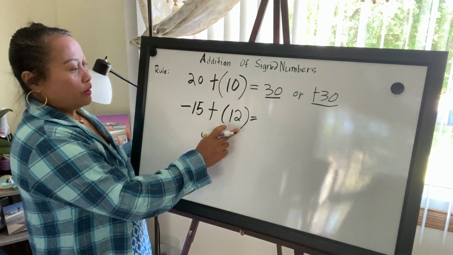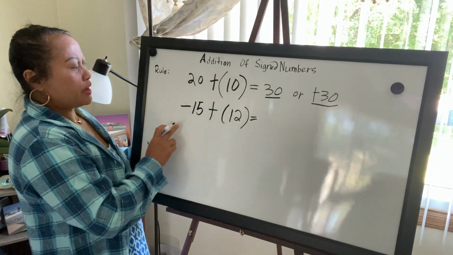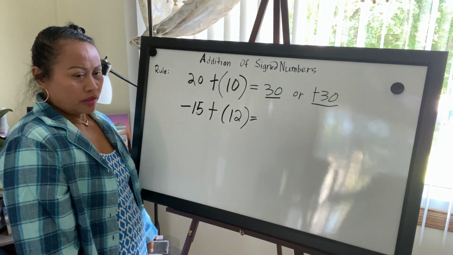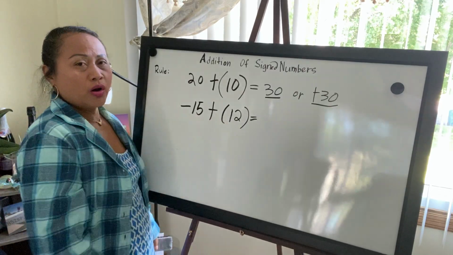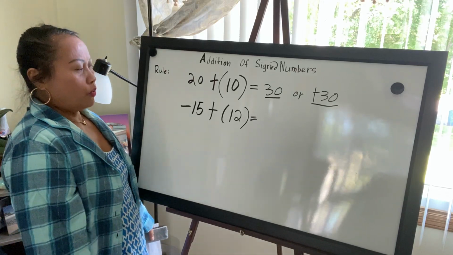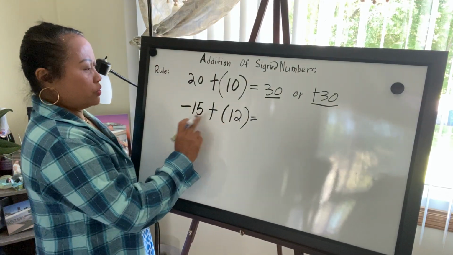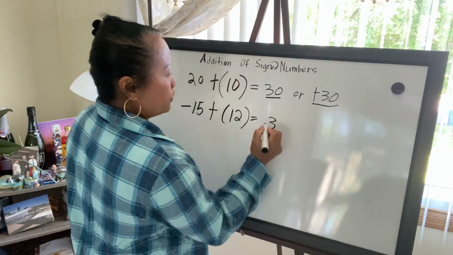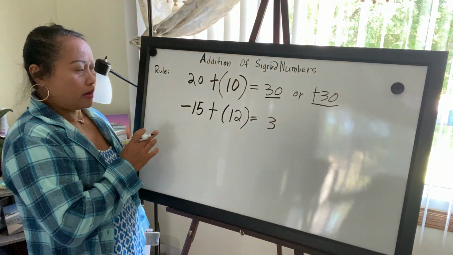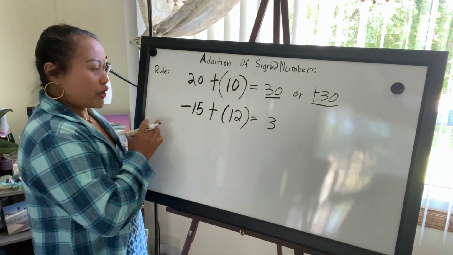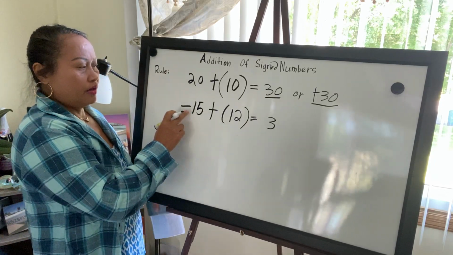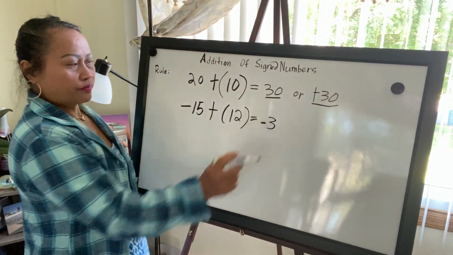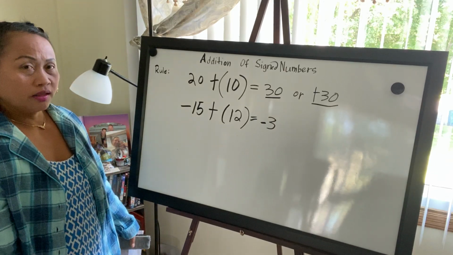So, look at the numbers. They have different signs, negative and positive. So, in adding numbers with a different sign, you have to find the difference. What is the difference between these two numbers? So, 15 minus 12 equals 3. Now you have to bring down the sign of the larger number, which is 15. It's negative. So, negative 3. That's the answer. Okay?